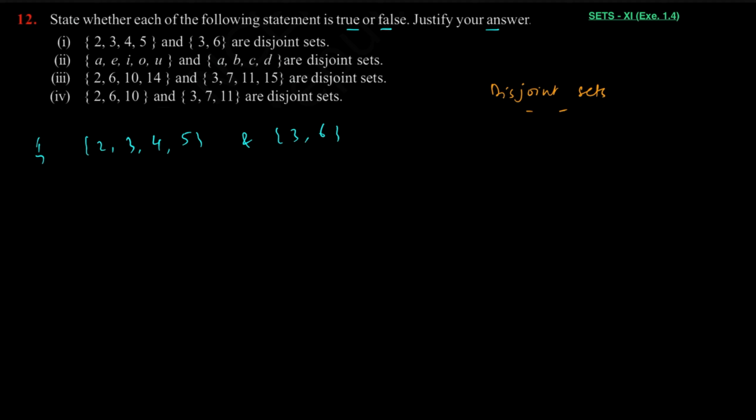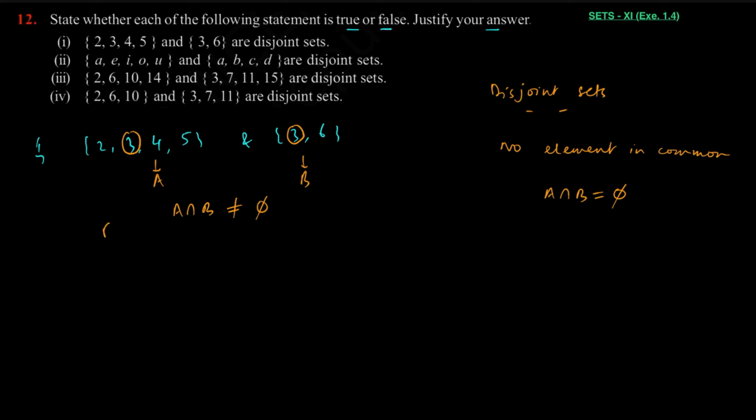Two sets are said to be disjoint if they have no element in common. That is, here A intersection B should be equal to an empty set. So here one can see that we have element 3 as a common element. Let us suppose this is set A and this is set B. So one can see that A intersection B is not equal to an empty set as we have a common element. So this statement is false because these two sets are not disjoint.